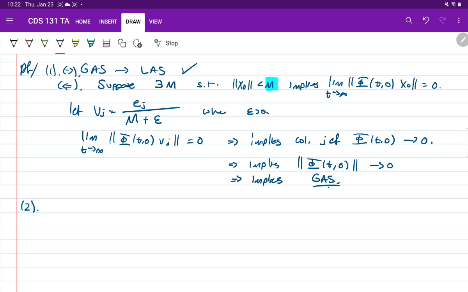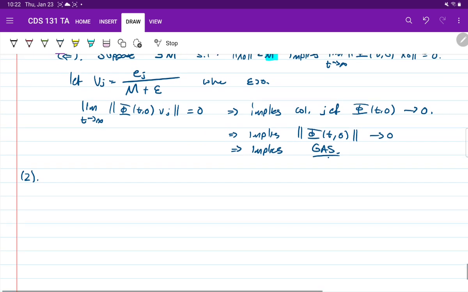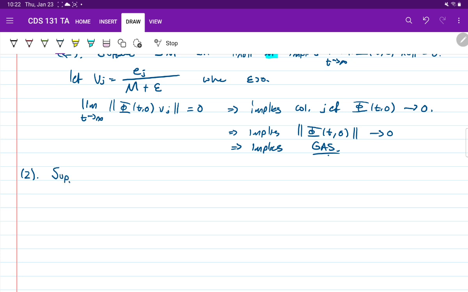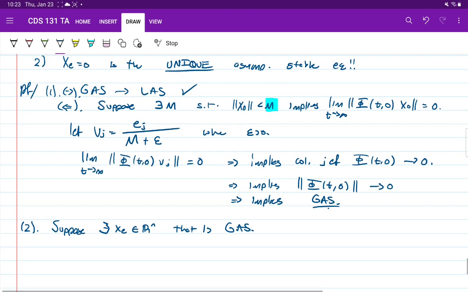Now let's move on to point 2, and I'll just give you a quick sketch. Suppose there exists an equilibrium point, xe in Rn, that is globally asymptotically stable. Since in point 1 we showed global and local are the same thing for linear systems, it's sufficient to prove this for global asymptotic stability. We're going to show in a couple of steps that xe, even though we've assumed it to be arbitrary here, must be the 0 equilibrium point in order to have this property.